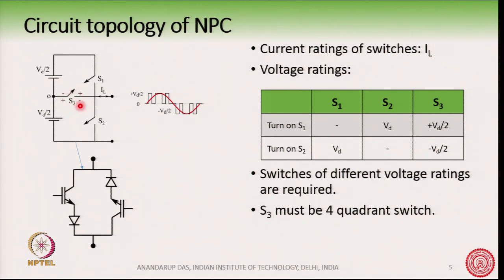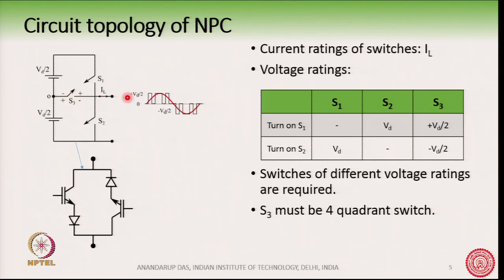What is the voltage rating of S3? Now, when S1 is turned on, then the plus terminal of this DC source comes here, and so the maximum voltage rating of S3 is Vd by 2 with a plus here and a minus here like this, and this will happen when S1 is turned on.